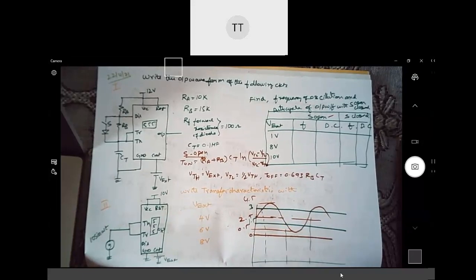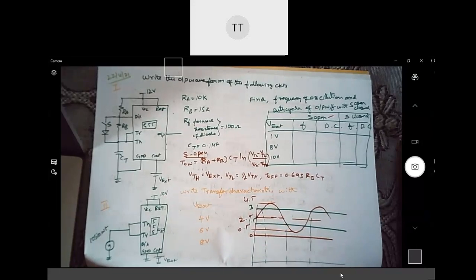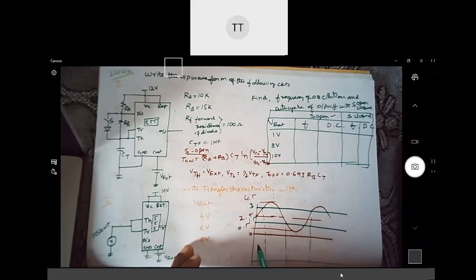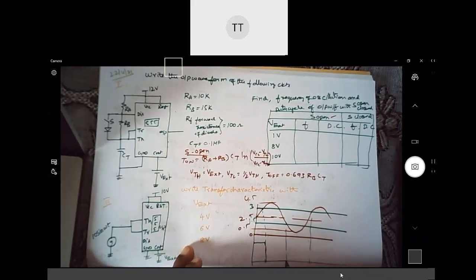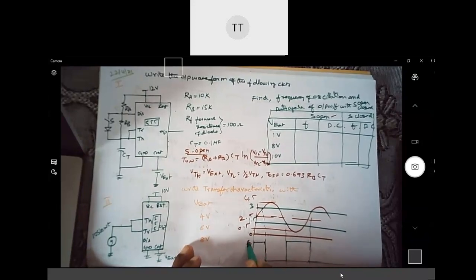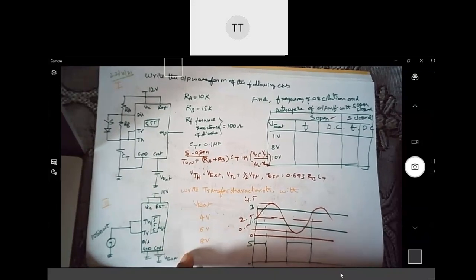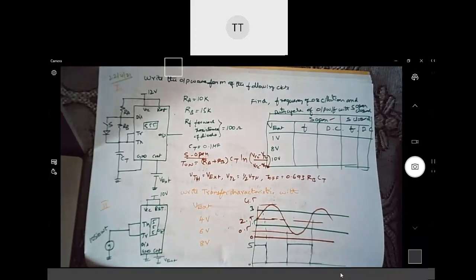Why above 3 and below 1.5 volt? Because when the input voltage exceeds VTH, the output goes to 0. It will change at VTH and VTL. See now, suppose if it was at 1, it will go to 0. Yes, sir. If it is at 0, it will go to 1. This is how it is going. This is 5 volt, sorry, in this case I have connected 5 volt, this will be 0. Correct?